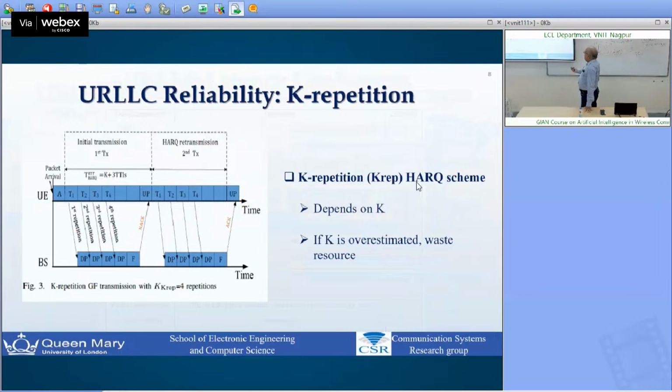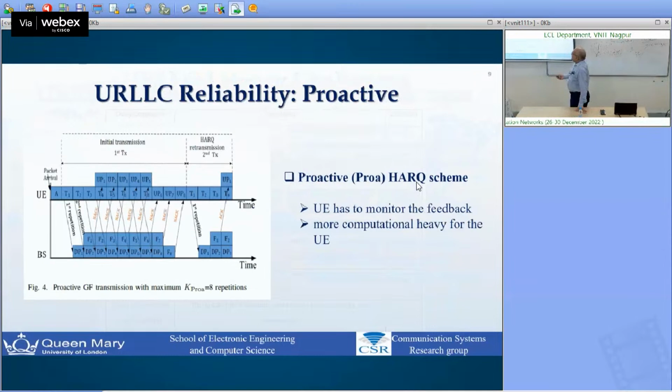If you overestimate the value of K, you are going to waste the resources. We don't know whether K should be 4 or 10 or 5, we don't know. So because of that, here we have another scheme, proactive. Proactive means, for example, a repetition, say up to 8 repetitions. If you have 8 repetitions, the first one is decoded.